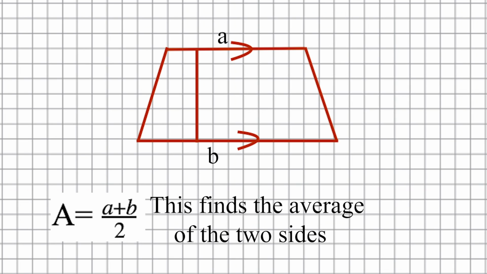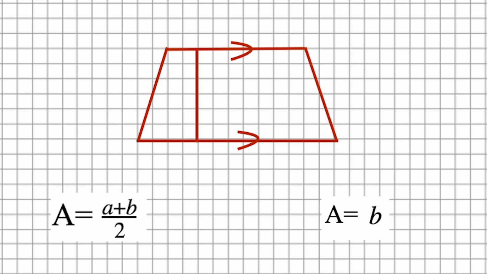The first part of this equation is (a plus b) divided by 2. This part of the equation is effectively finding the average of the two sides, seeing as it follows the same formula as averaging numbers, simply adding the numbers and dividing by the amount of numbers. Now, the second part of the equation.